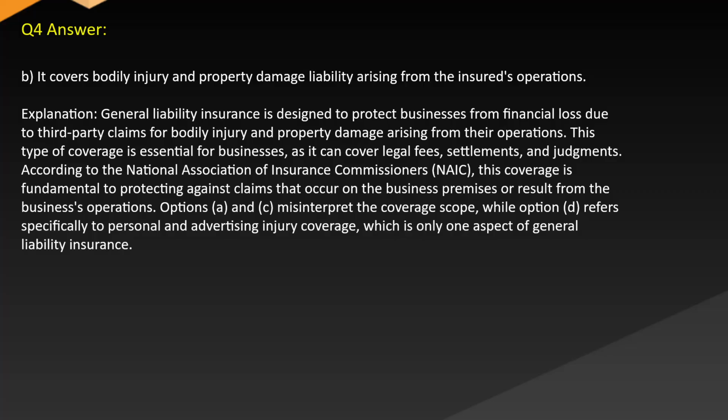This type of coverage is essential for businesses as it can cover legal fees, settlements, and judgments, according to the National Association of Insurance Commissioners, NAIC. This coverage is fundamental to protecting against claims that occur on the business premises or result from the business's operations. Options A and C misinterpret the coverage scope, while option D refers specifically to personal and advertising injury coverage, which is only one aspect of general liability insurance.